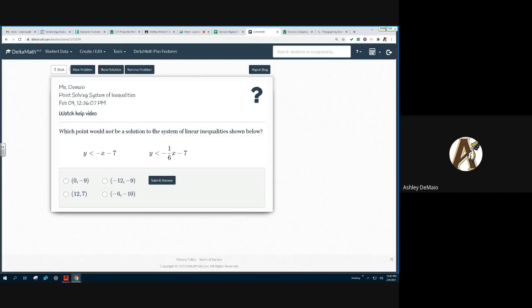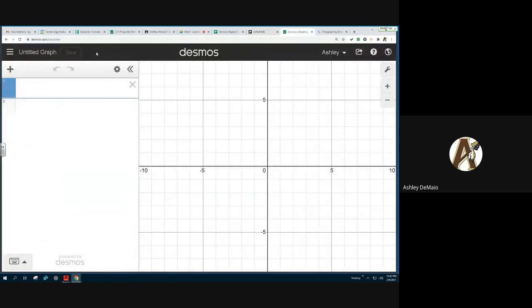of inequalities. So when you're given problems like this that are asking you which point would not be a solution to the system of linear inequalities shown below, we've been looking at this stuff graphically. So we all have Desmos, and we are all allowed to use Desmos when we want to look at equations graphically. So the first thing that we want to do here is start by plugging both of these equations into Desmos. So you can go to desmos.com and click on the graphing calculator button, and then you're going to enter in the equations.